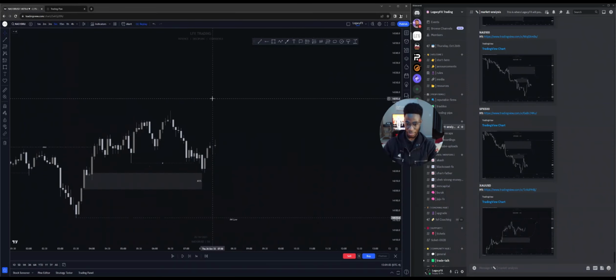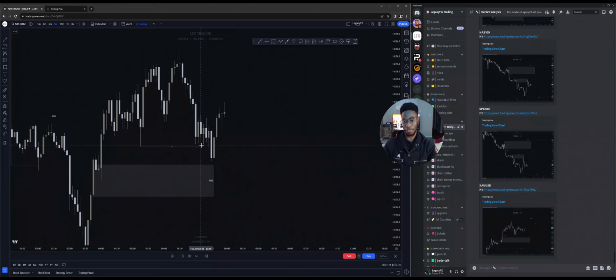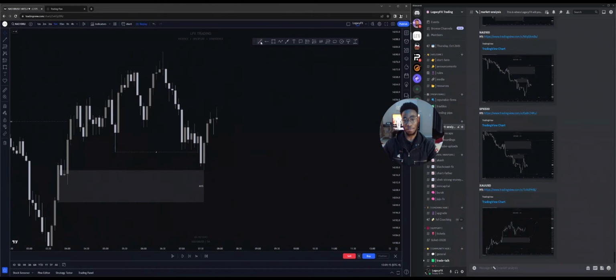Let's go to the 5-minute, for instance. On the 5-minute, again, you can use 1 minute, 2 minute, 3 minute. I use 5 minutes sometimes as well, just to keep things simple. All right, so we have a sweep. We have another market structure shift. This is the lower time frame market structure shift.